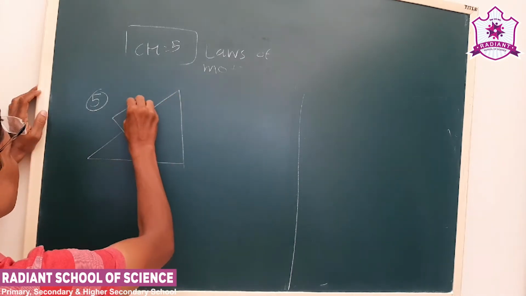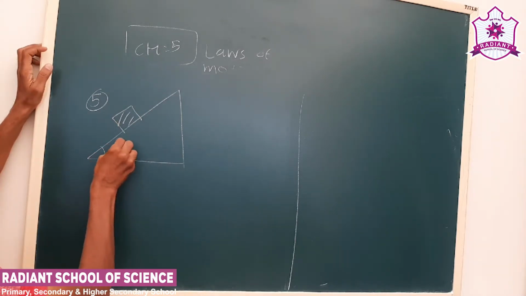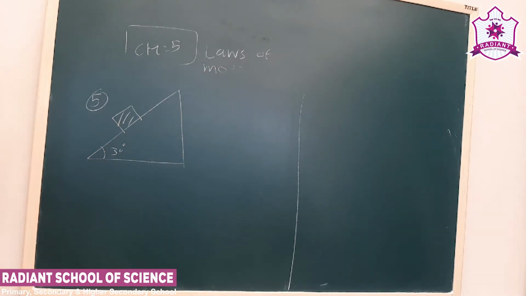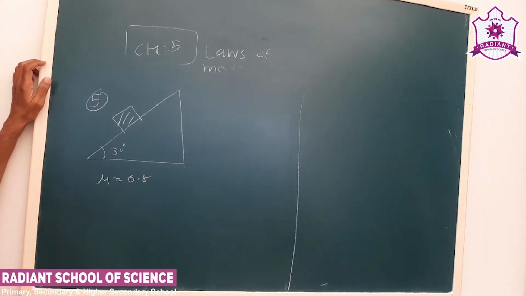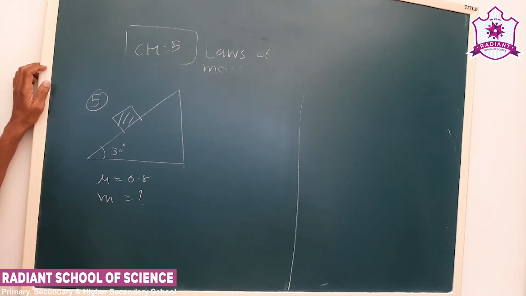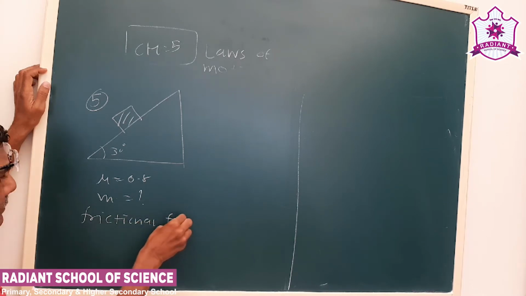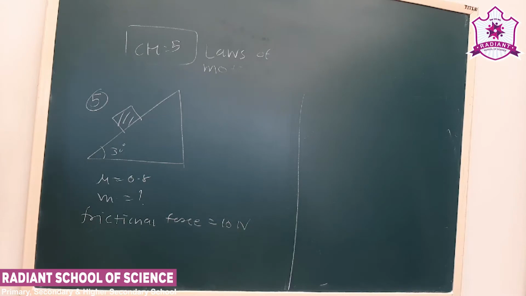A block is lying on an inclined surface. The angle of inclination is 30 degrees. The coefficient of friction is 0.8, that is given. The mass we have to find out, and the frictional force is given as 10 Newton. What will be the mass of the block?